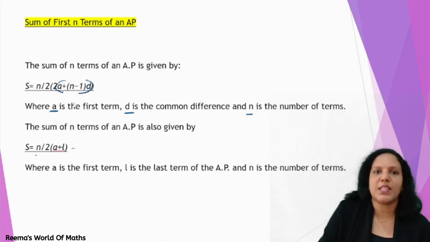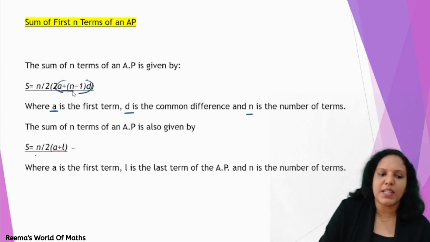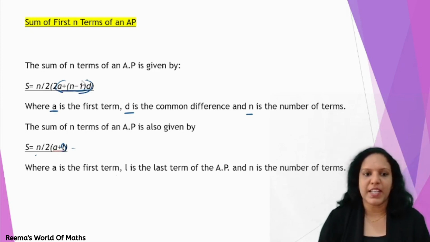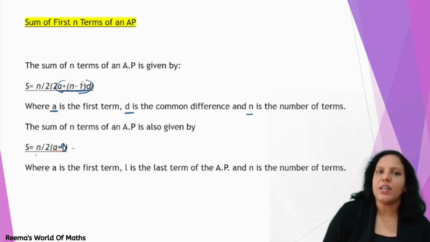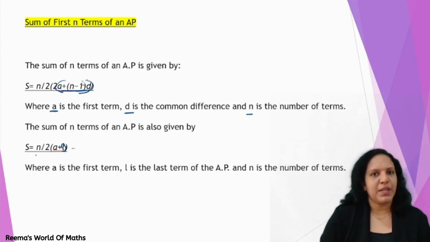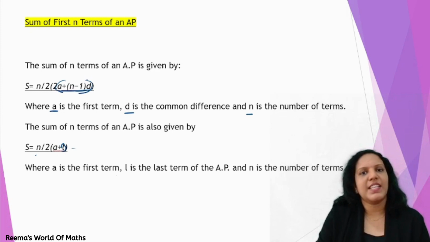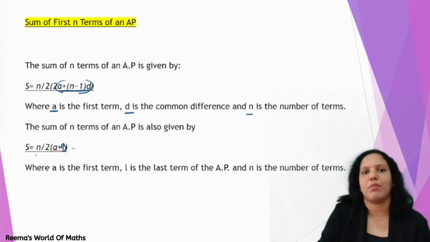So if we know the last term of the AP, we can replace this part by just l, the last term. So the formula to find the sum is n by 2 multiplied by 2a plus n minus 1 into d, or n by 2 multiplied by a plus l, where a is the first term, d is the common difference, l is the last term, and n is the number of terms.